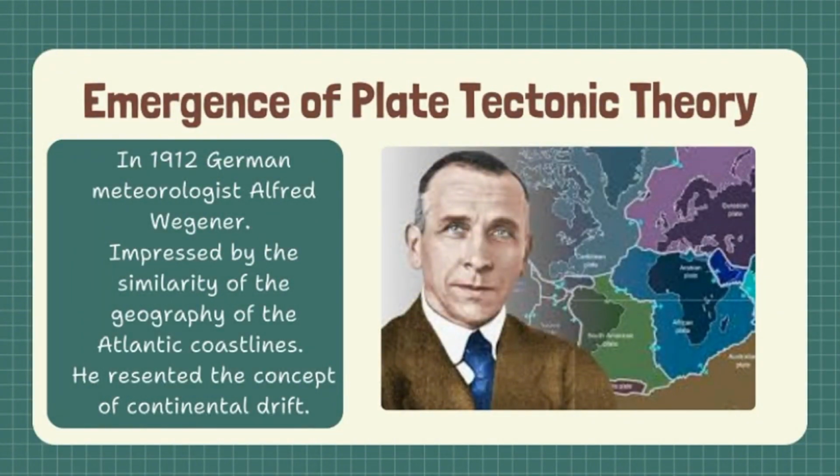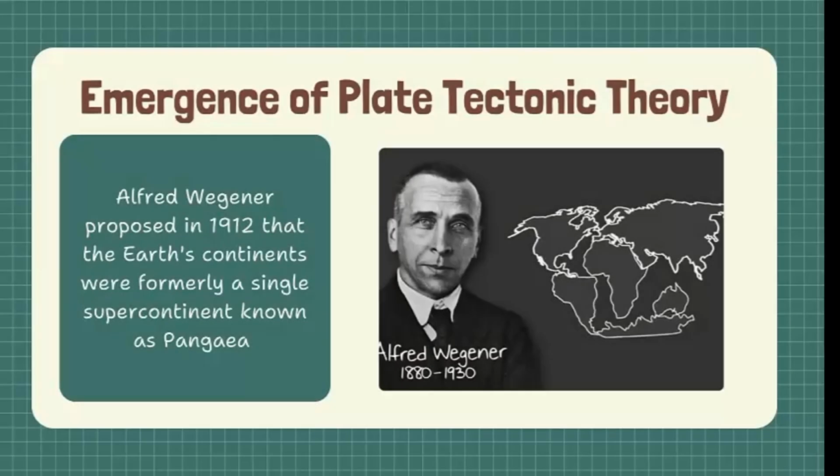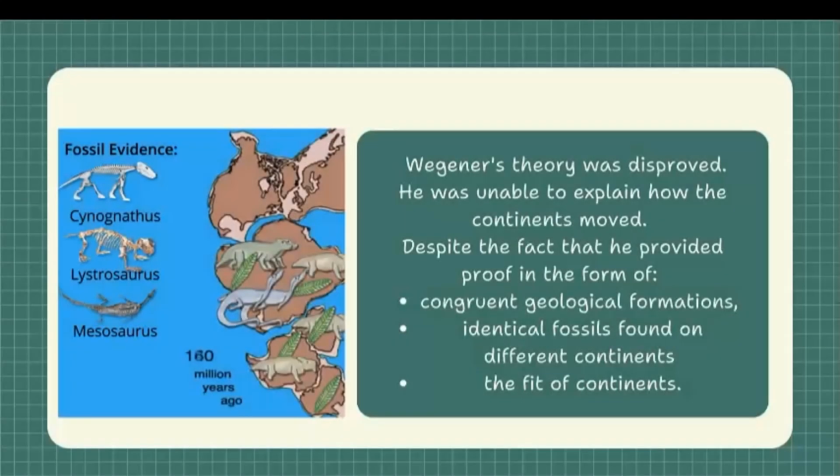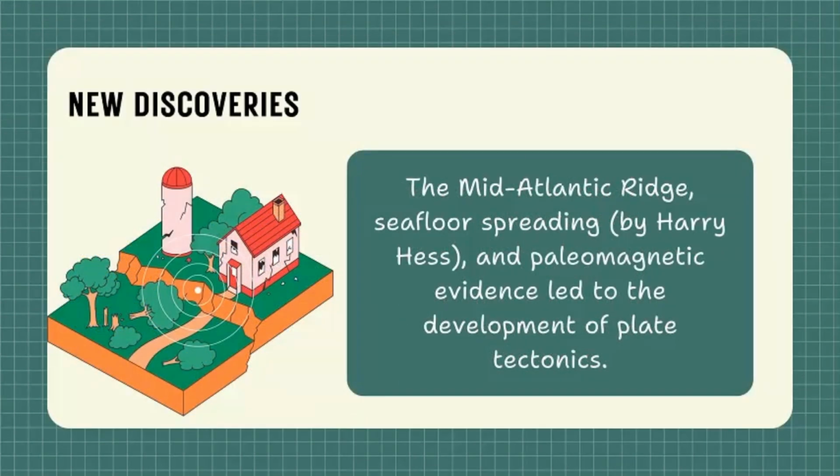It evolved from Alfred Wegener's continental drift hypothesis in 1912, which proposed that continents were once joined as a supercontinent and later drifted apart. Wegener's ideas were initially dismissed due to a lack of a convincing mechanism. In the 1950s to 60s, new discoveries such as the Mid-Atlantic Ridge, sea floor spreading by Harry Hess, and the paleomagnetic evidence led to the development of plate tectonics.